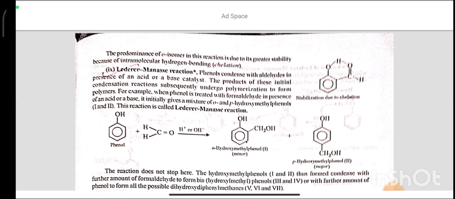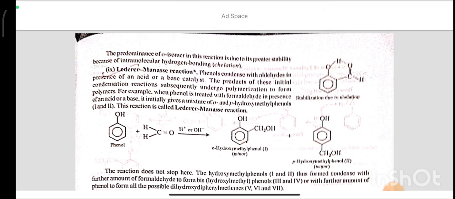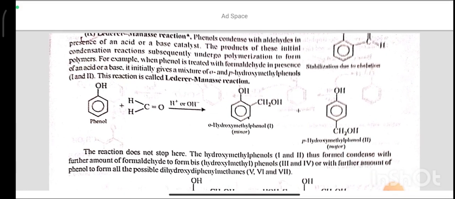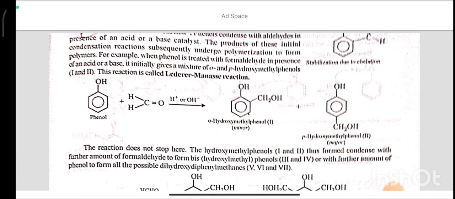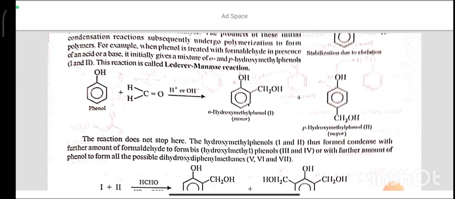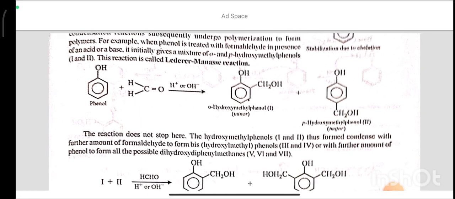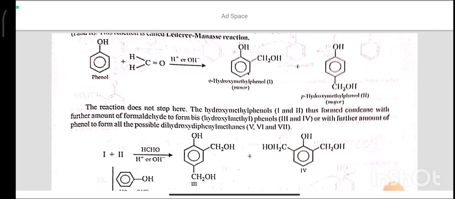The predominance of the ortho isomer in this reaction is due to the greater stability because of intramolecular hydrogen bonding. Lederer-Manasse reaction. Phenol condenses with aldehydes in presence of an acid or a base catalyst. The products of these initial condensation reactions subsequently undergo polymerization to form polymers. For example, when phenol is treated with formaldehyde in presence of an acid or a base, it initially gives a mixture of ortho and para-hydroxymethylphenol, 1 and 2. This reaction is called Lederer-Manasse reaction.